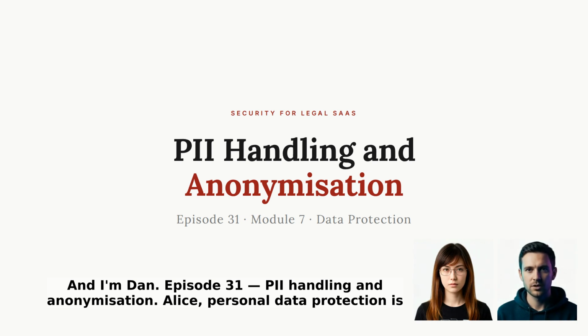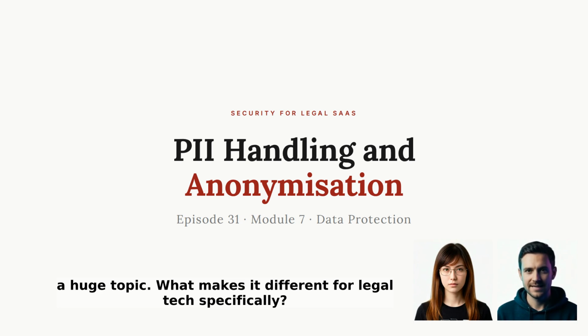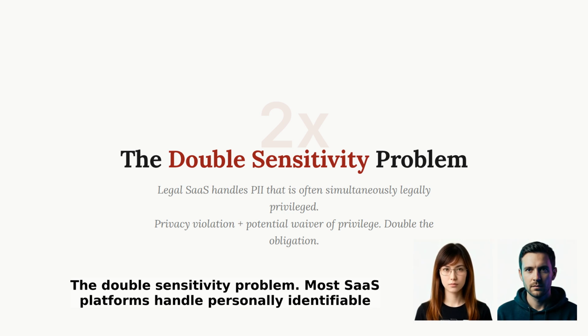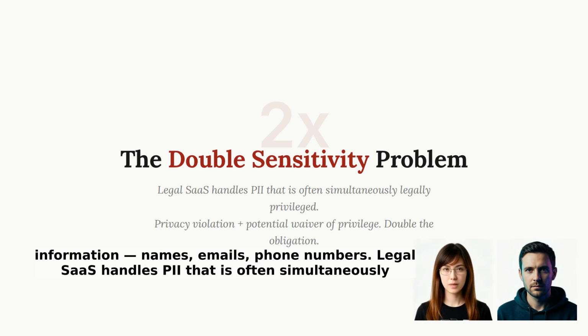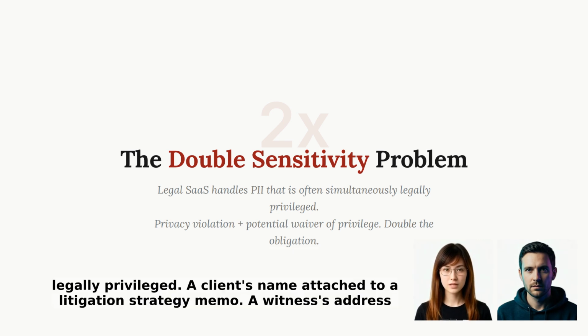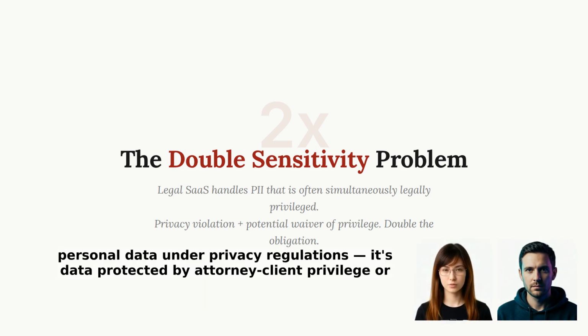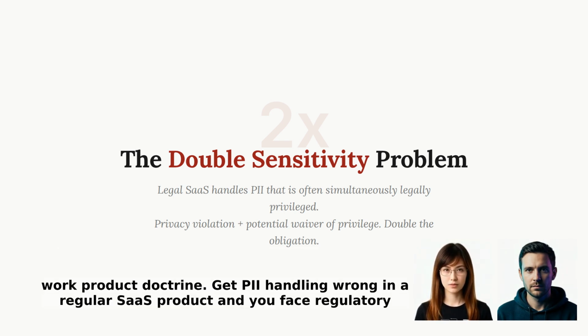Alice, personal data protection is a huge topic. What makes it different for legal tech specifically? The double sensitivity problem. Most SaaS platforms handle personally identifiable information: names, emails, phone numbers. Legal SaaS handles PII that is often simultaneously legally privileged. A client's name attached to a litigation strategy memo, a witness's address in a deposition transcript, financial records produced during discovery. This isn't just personal data under privacy regulations. It's data protected by attorney-client privilege or work product doctrine.